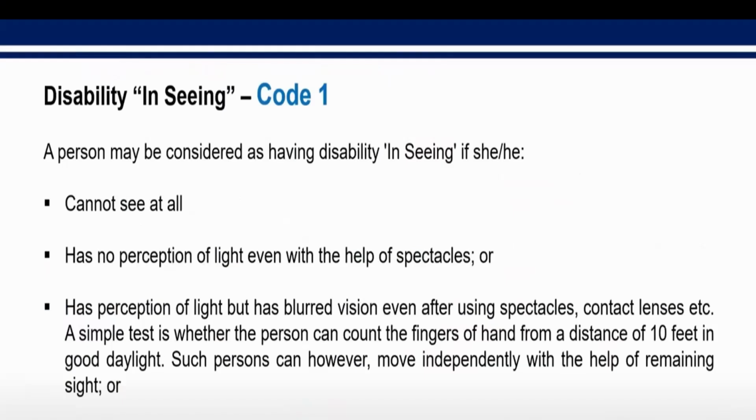So, definitions of disability according to the Census of India 2011. Code 1 is a person with disability in seeing. A person may be considered as having disability in seeing if she or he cannot see at all, has no perception of light even with the help of spectacles. Simply we can say the person has blindness or partial blindness.